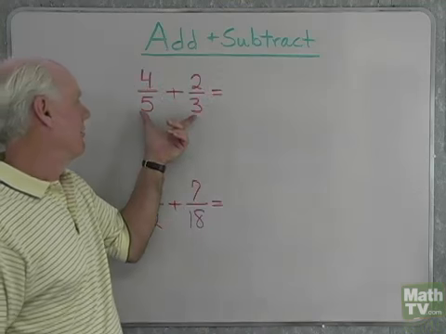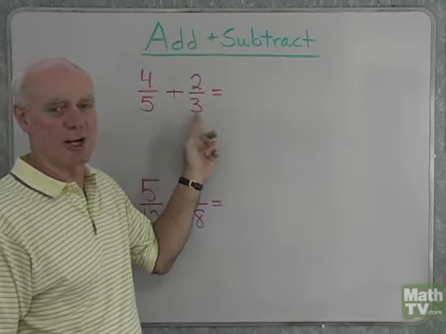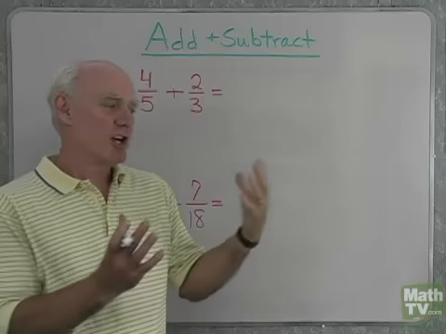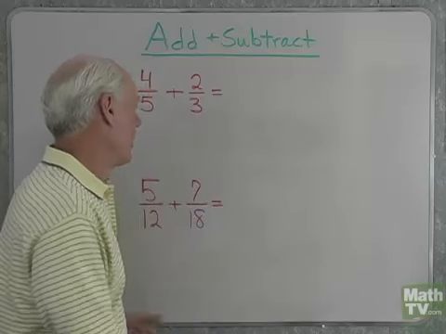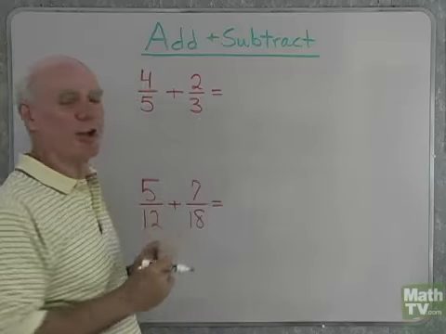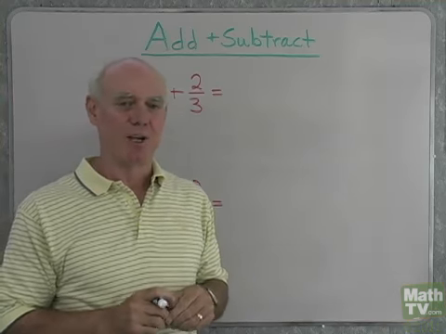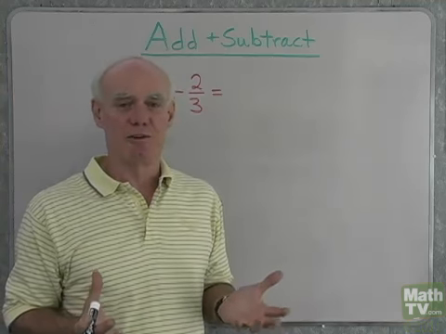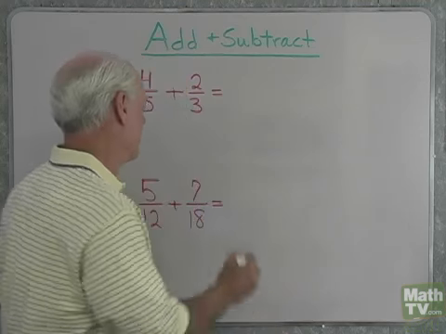Here we have a couple of fractions that have different denominators. This one has a denominator of 5, this one has a denominator of 3. In order to add these two fractions, we have to change them to equivalent fractions that have the same denominator. So what I look for is the smallest number that's divisible by 5 and also divisible by 3. So when you think about this for a minute, what's the smallest number that's divisible by 5 and also divisible by 3? Well, the answer is 15.